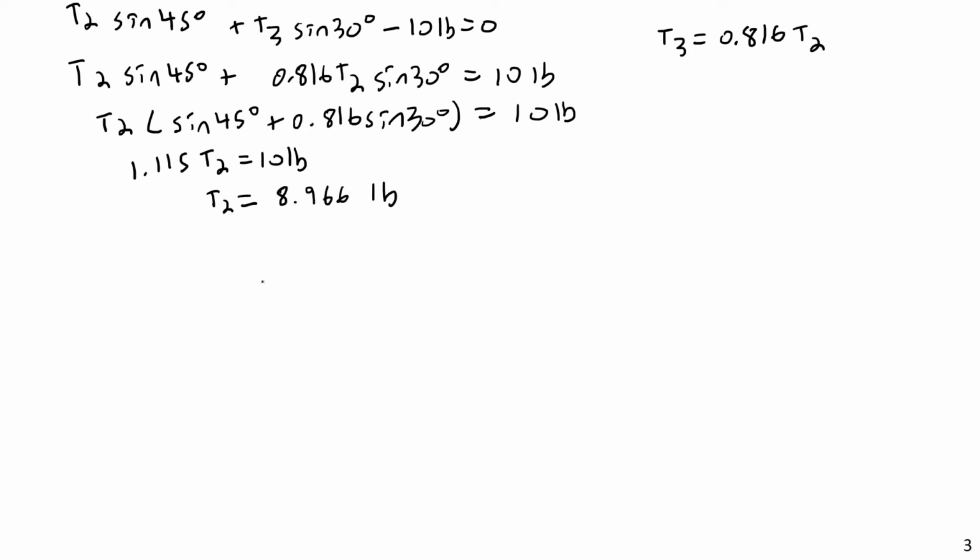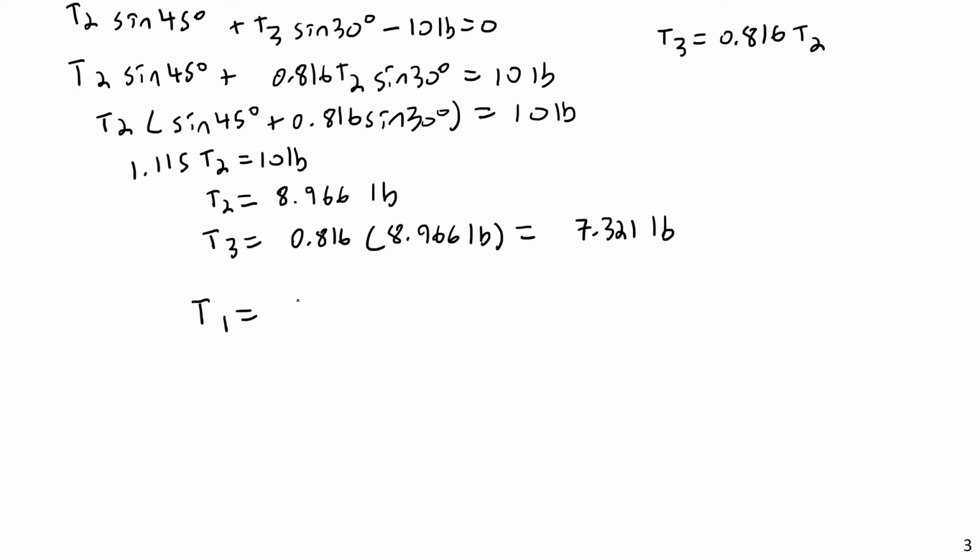966 pounds. And in turn, I can calculate T3. T3 is equal to 0.816 times T2, or 0.816 times 8.966. And so I can then just multiply that out really quickly, and I get that this is equal to 7.321 pounds. So I now have all of my tensions.